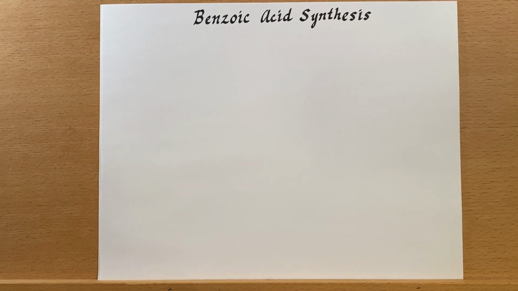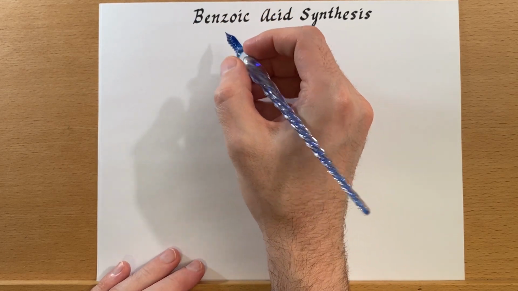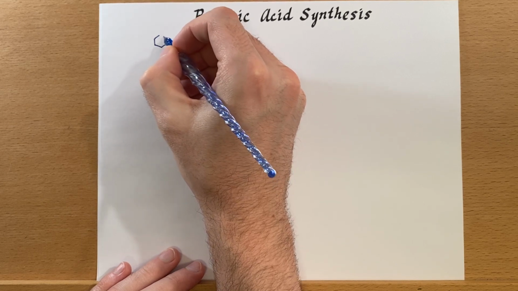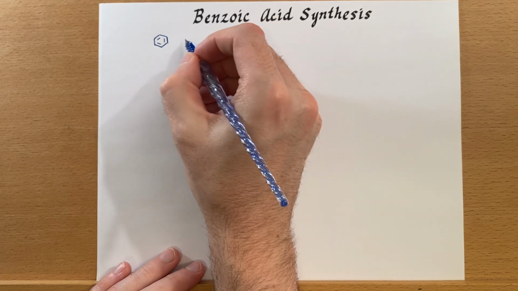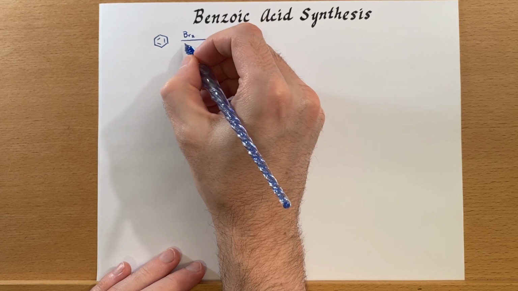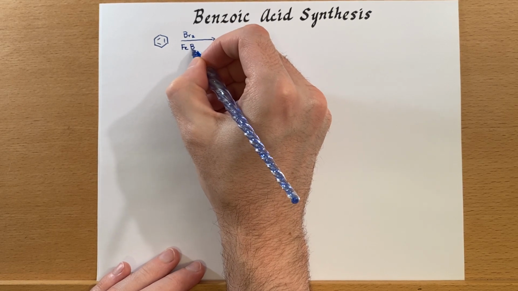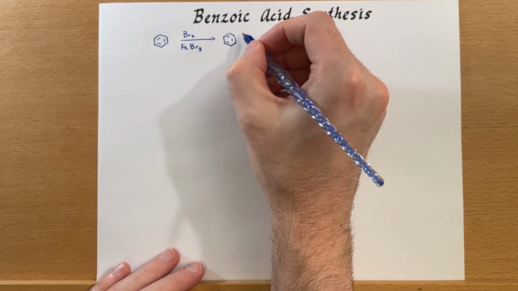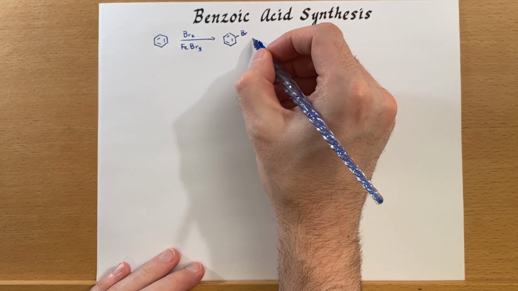Let's look at some ways that we can synthesize benzoic acid or benzoic acid derivatives using electrophilic aromatic substitution reactions. One of the ways to do that would be to generate bromobenzene using an aromatic halogenation. So we'll generate bromobenzene. Then from here, we can generate the Grignard.